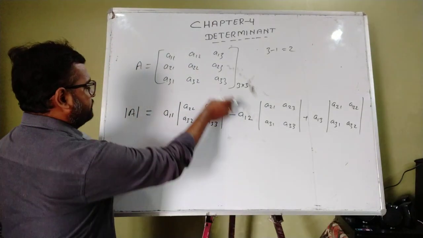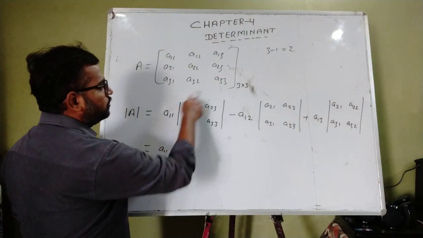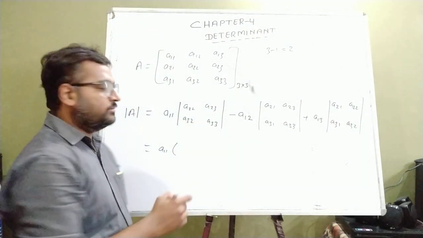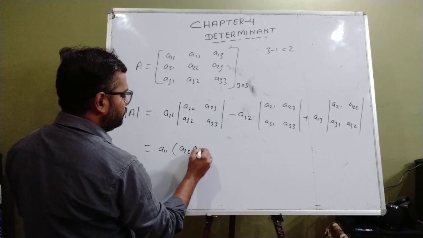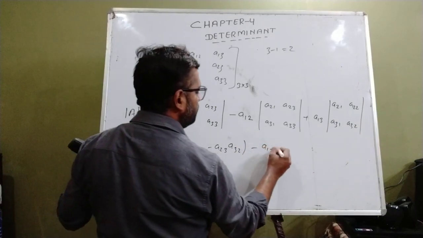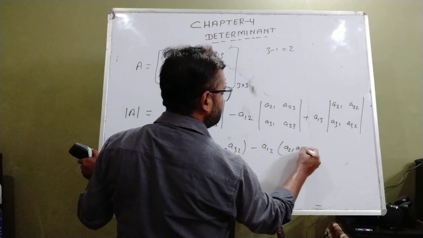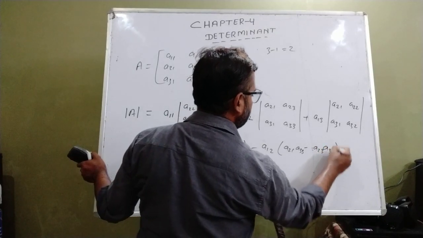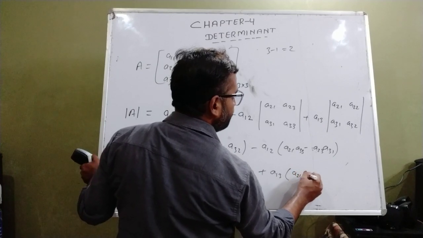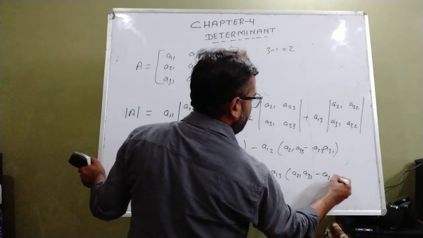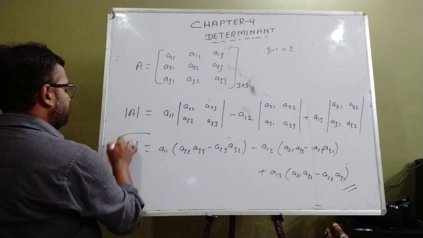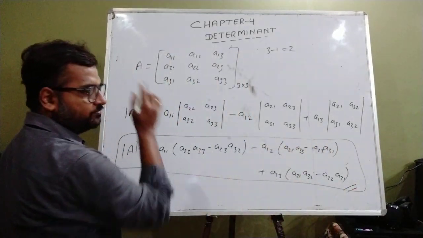Clear? Now we have just discussed the determinant value for the 2 by 2 order: the principal diagonal minus the off diagonal. Principal diagonal minus off diagonal means A22 into A33 minus A23, A32. Minus of A12 times (A21, A33 minus A23, A31). Plus of A13 times (A21, A32 minus A22, A31). This is the determinant value of the 3 by 3 order square matrix.